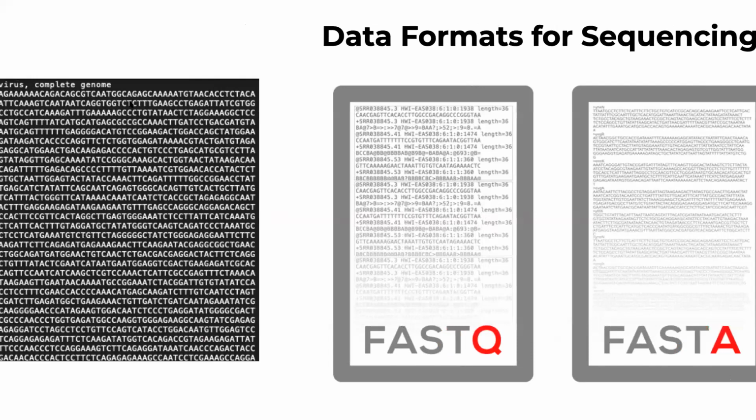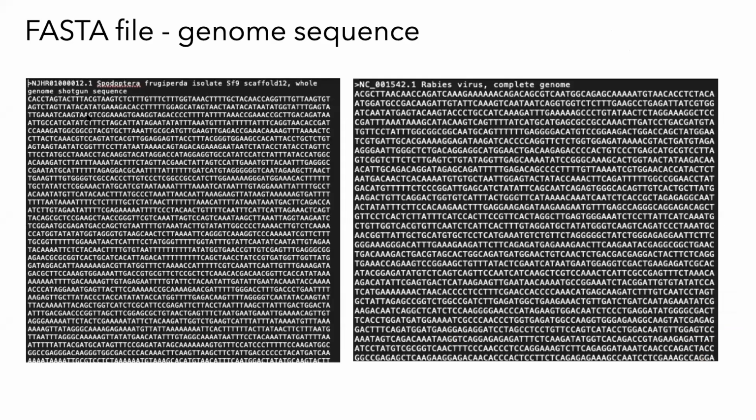Essentially, all of these are text files, right? So they are ASCII code, and they have sequence. For example, in this FASTA, we have the name of the sequence, the NCBI ID, and then we have a description, Spodoptera frugiperda isolate SF9 scaffold 12. Scaffold means it's like a chromosome, so essentially these are short reads assembled into a longer sequence, a whole genome shotgun sequence. So you can see that this is an assembly. Here you can see a virus, rabies virus, complete genome, right? So these are NCBI codes. This is a reference that you can then search on NCBI and find.